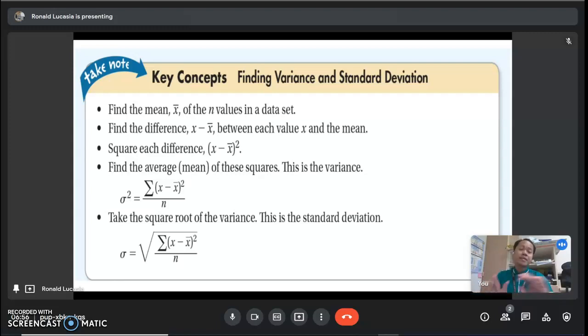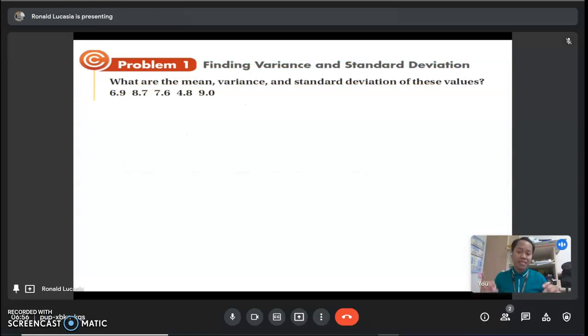All throughout the discussion, we're gonna assume that we are getting the whole population, because it's completely different when we are getting the sample standard deviation and the sample variance. So assuming that we have this data: 6.9, 8.7, 7.6, 4.8, and 9.0, find the variance, the standard deviation, and the mean.